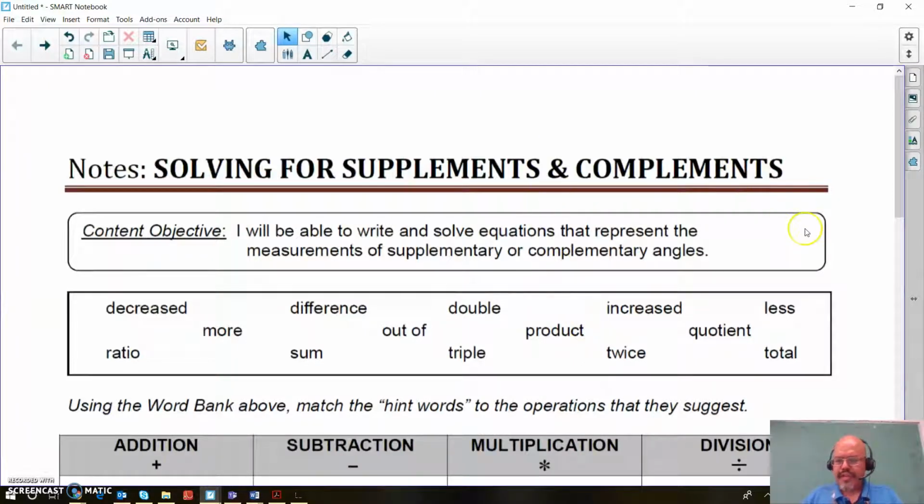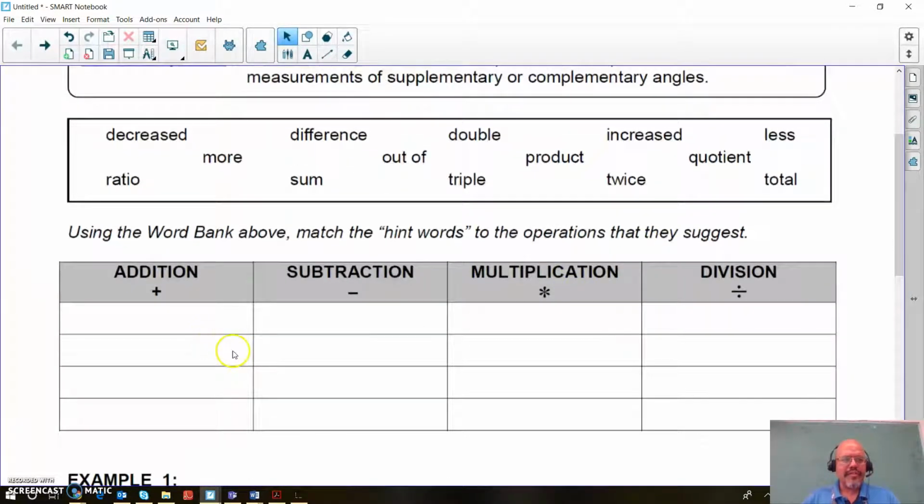Solving for supplements and complements, that's what we're looking for. So remember, supplements are 180 degrees. Remember, S makes an 8. And then complements are 90 degrees, so this right here is 90. So, words to go ahead and watch out for.